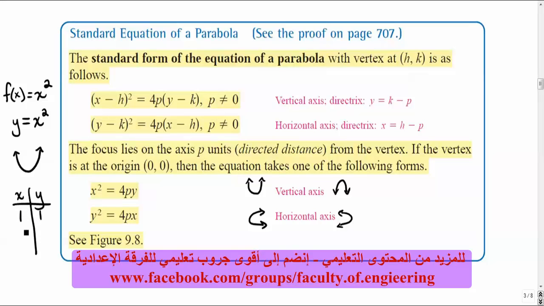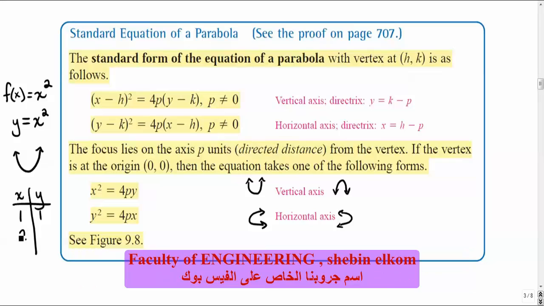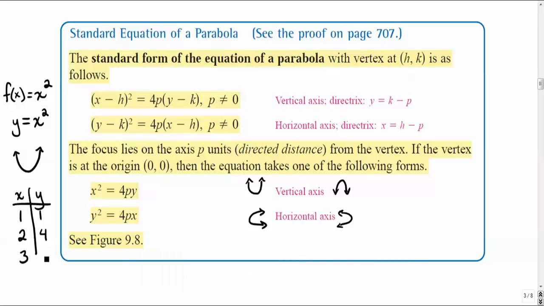1 and 1. When x is 2, y is 2 squared. When x is 3, y is 3 squared. And same thing in the other direction. If x is negative 3, the y value is positive 9 as well.